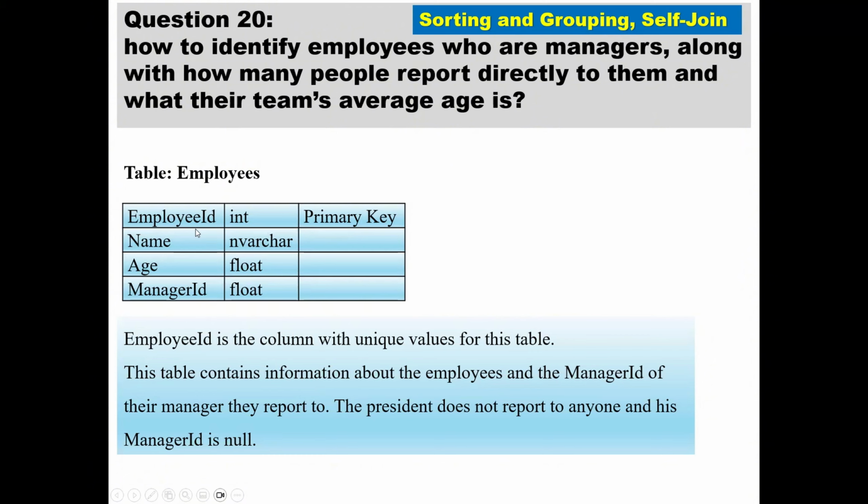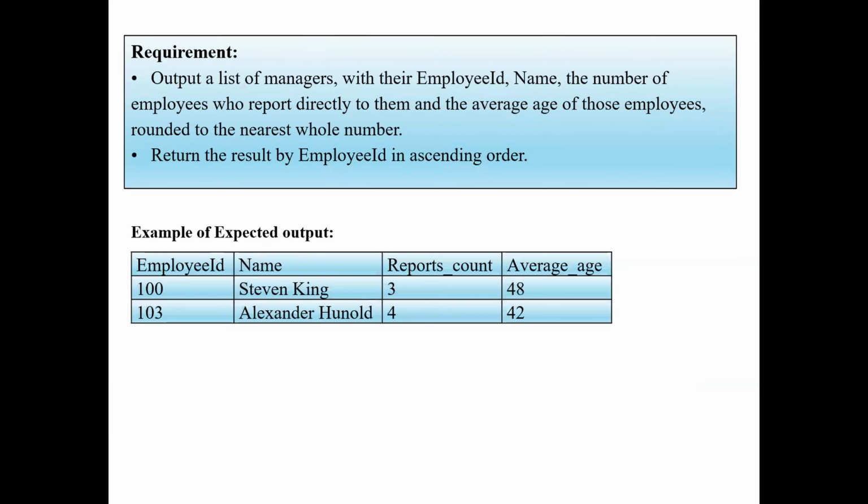Employee ID, the unique ID of each employee. Name, the name of the employee. Age, the employee's age. Manager ID, the ID of the employee's direct manager. In this setup, the company's president has a null in the manager ID column, since he does not report to anyone.